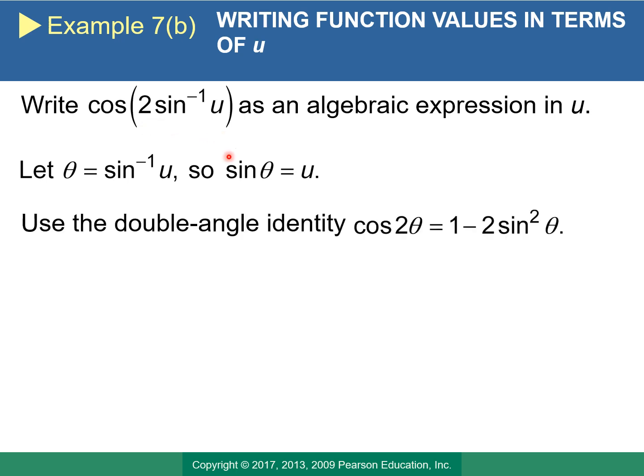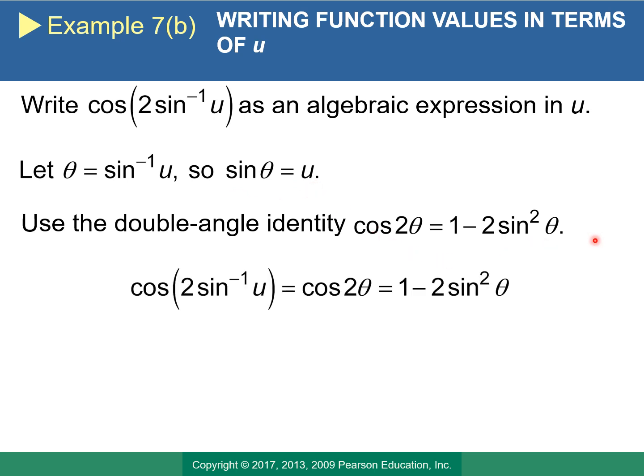So we're going to use a double angle identity. We know this from a previous section. Cosine 2 theta, twice an angle, equals, we had 3 expressions that we learned, this was one of the 3, equals 1 minus 2 sine squared theta. And so we're going to use the fact that we know what sine theta is. It's u. So we're just going to replace sine theta with u.